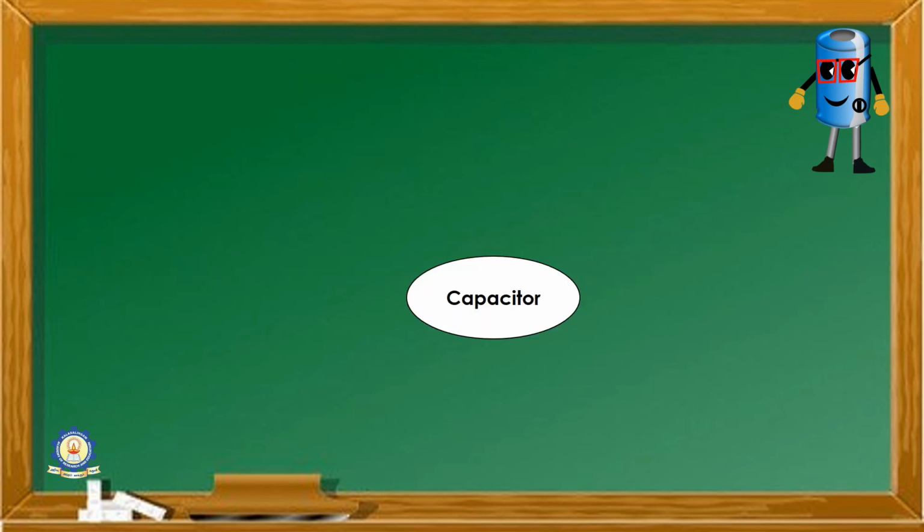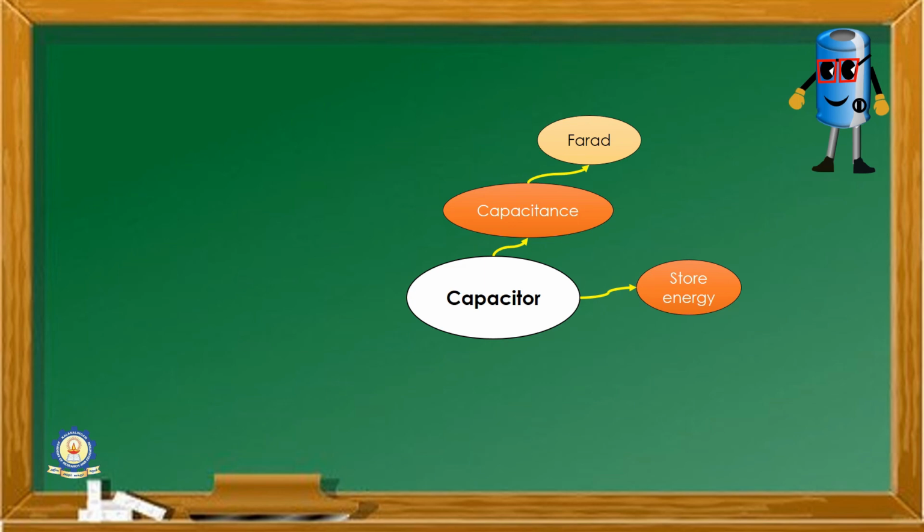Let us summarize what we have dealt with. A capacitor is a device that stores energy. So it is the ability that decides the capacitor value. This ability of storing energy is measured using capacitance. The unit of capacitance is farad. Usually capacitors come in multiples, that is 1 microfarad is equal to 10 power minus 6 farad and 1 picofarad is equal to 10 power minus 12 farad.